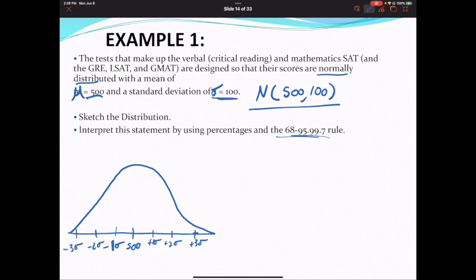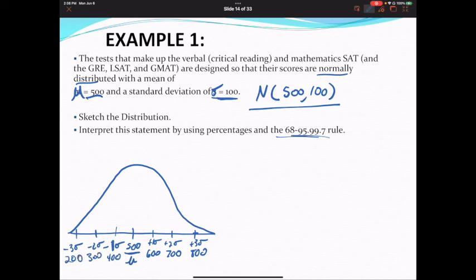So my standard deviation is 100. If I go 1 standard deviation above our mean, that's going to put me at 600. 2 standard deviations puts me at 700. 3 standard deviations puts me at 800. And then I can go the other way as well. So I've got 400, 300, and 200.